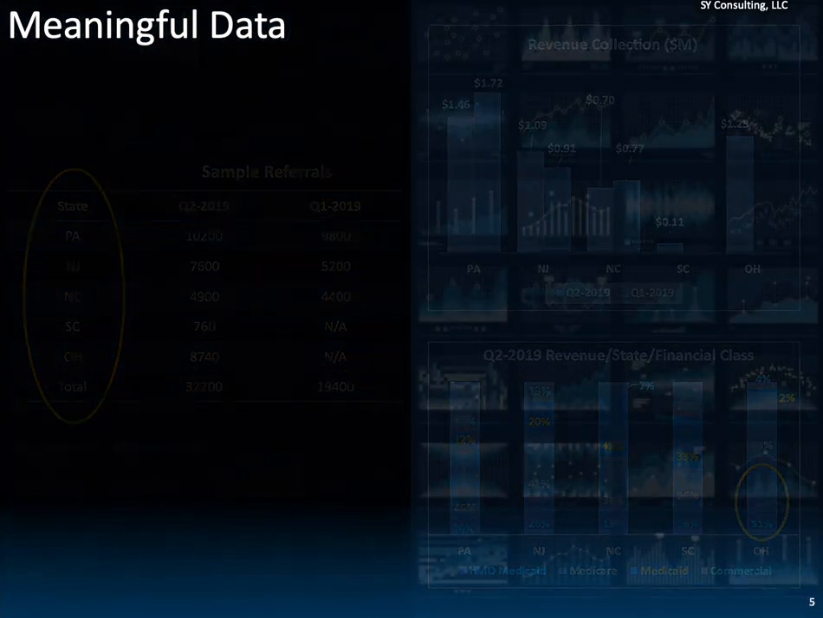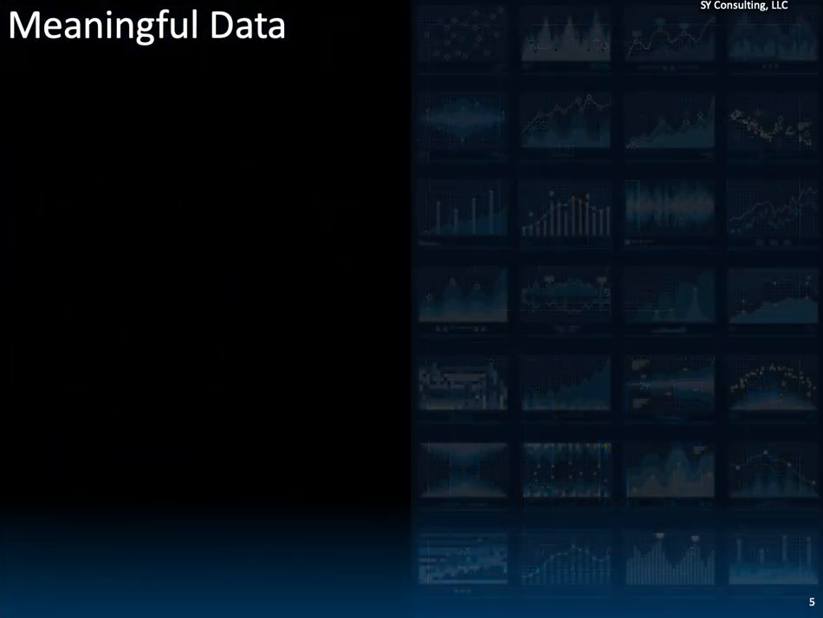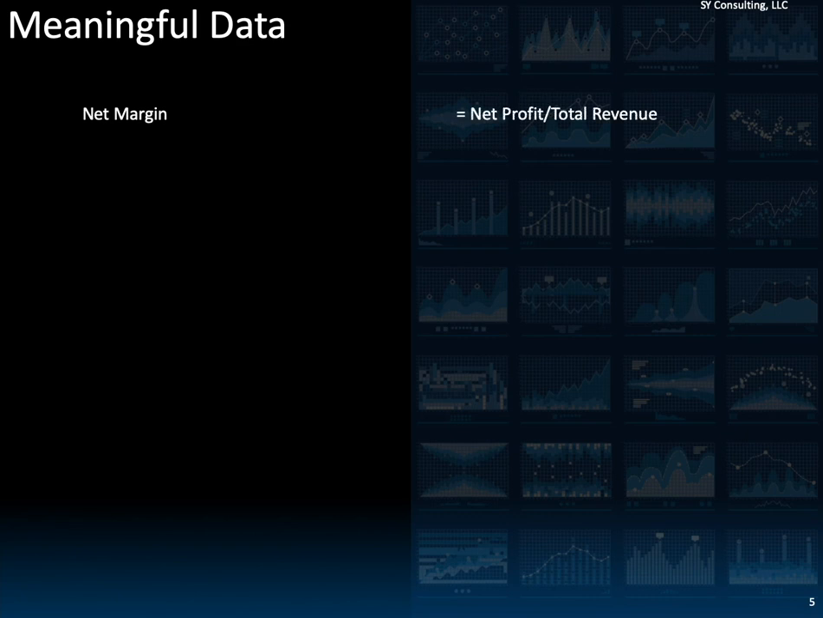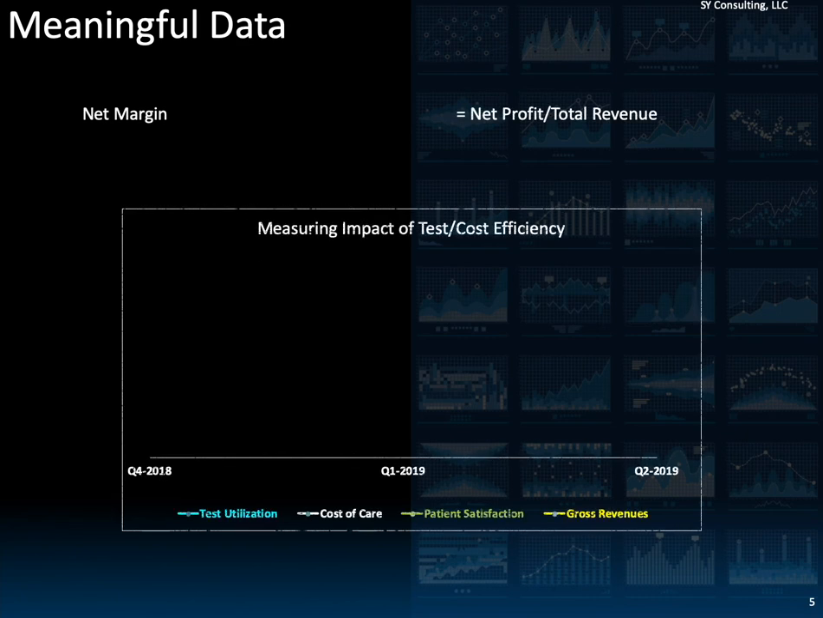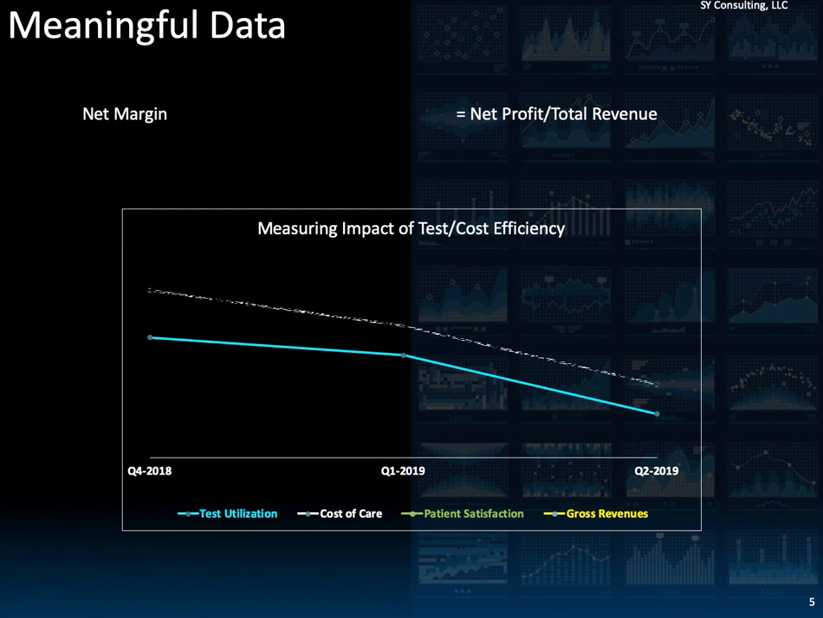Let's review a second example of meaningful data and how it connects to measurement. Perhaps one of the most powerful ways to demonstrate the success of building efficient and cost-effective systems is a review of unit costs and net margin. Improvements to test utilization by providers reduces wasteful and unnecessary testing. This achievement reduces the unit cost per test and, in turn, the total cost of care.